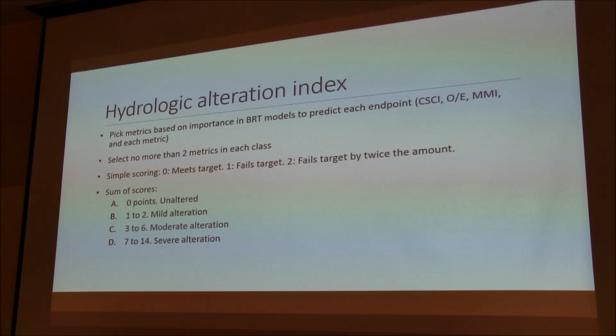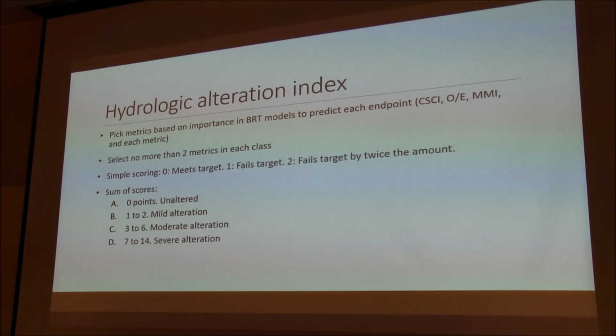Now, it's great that you can develop these targets for a suite of 39 metrics. You have increasing targets, decreasing targets. That's a lot of numbers to work with. We thought it'd be a lot more convenient for a management application if you could just synthesize into a simple hydrologic index. And this is based on a lot of the work that Jason did.